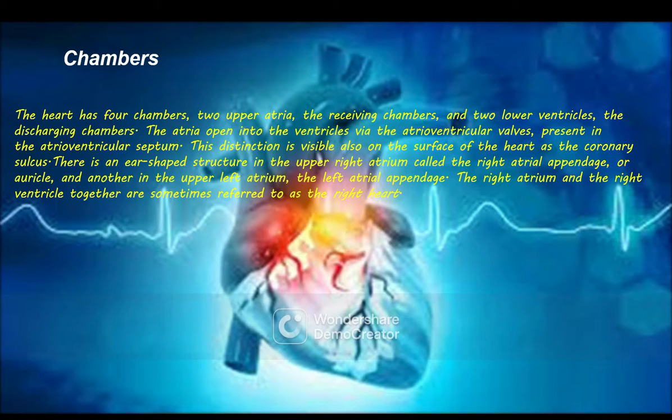There is an ear-shaped structure in the upper right atrium called the right atrial appendage or auricle, and another in the upper left atrium, the left atrial appendage. The right atrium and the right ventricle together are sometimes referred to as the right heart. Similarly, the left atrium and the left ventricle together are sometimes referred to as the left heart. The ventricles are separated from each other by the interventricular septum, visible on the surface of the heart as the anterior longitudinal sulcus and the posterior interventricular sulcus.